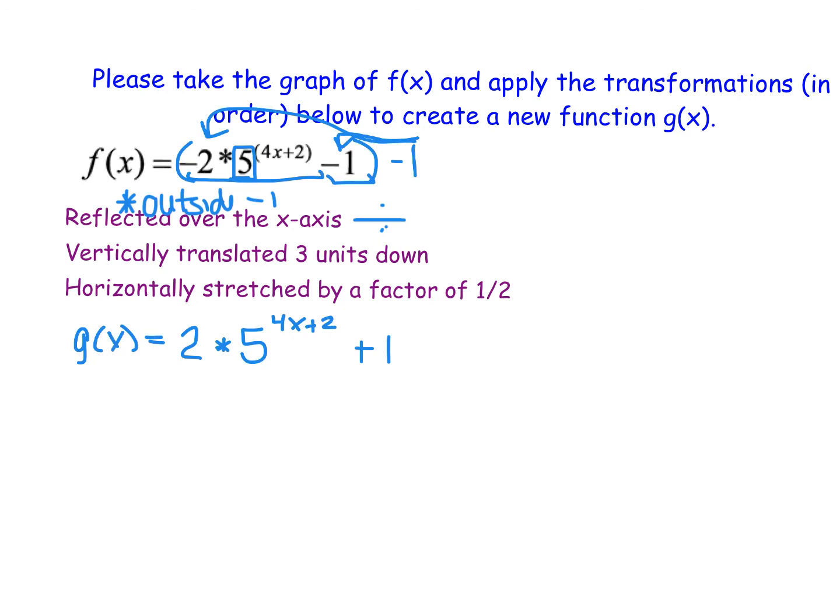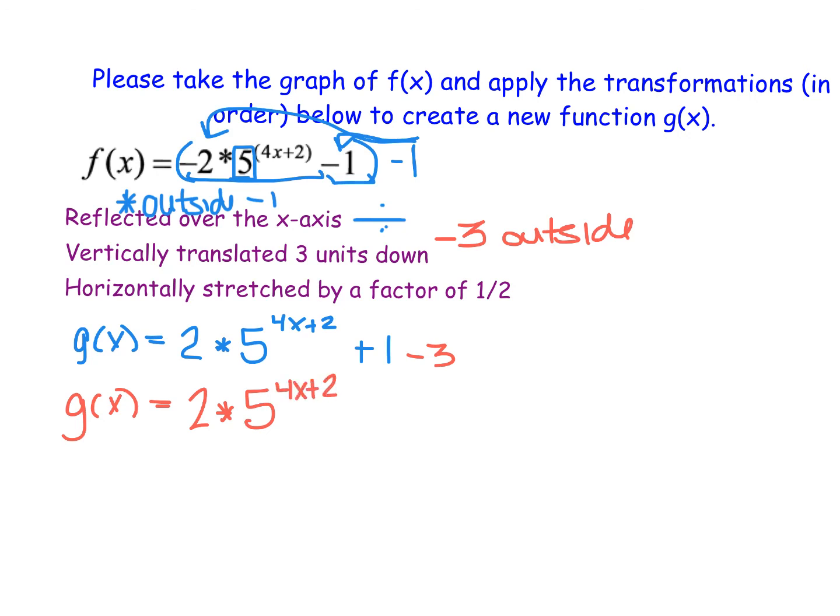So then from here, we're going to vertically translate it down 3 units. So because it's a vertical translation, I know I'm going to be applying this to the outside. And we're going to subtract 3 units outside. So if I subtract 3 units here, I end up with g of x is equal to 2 times 5 to the power of 4x plus 2 minus 2.